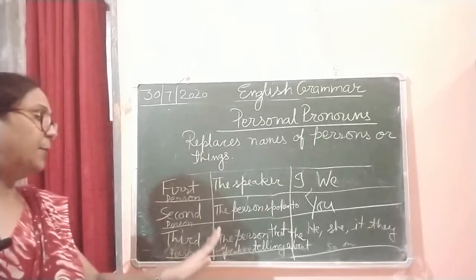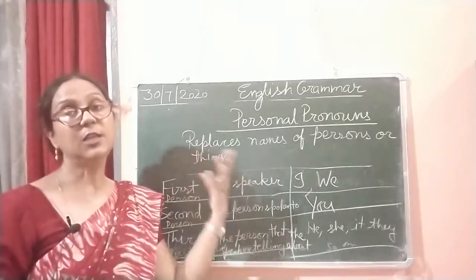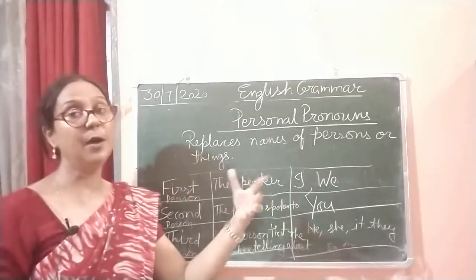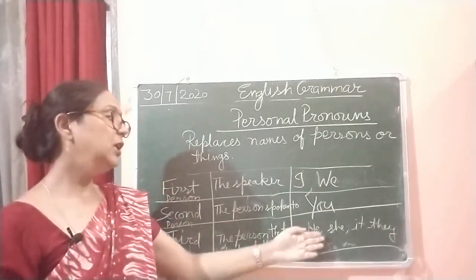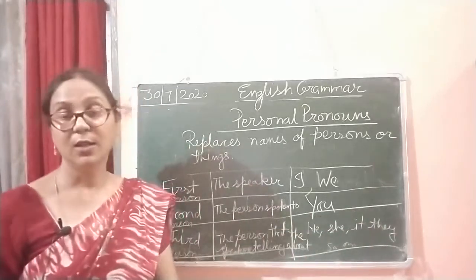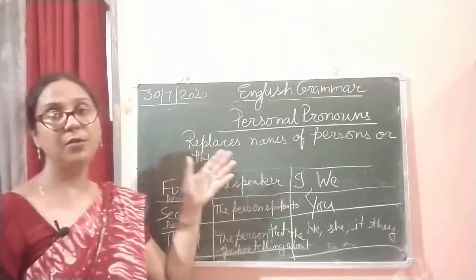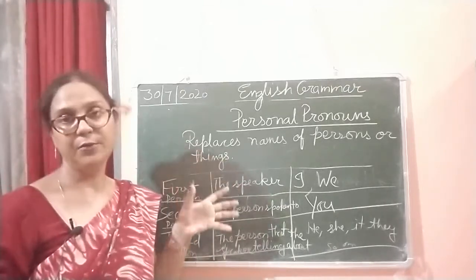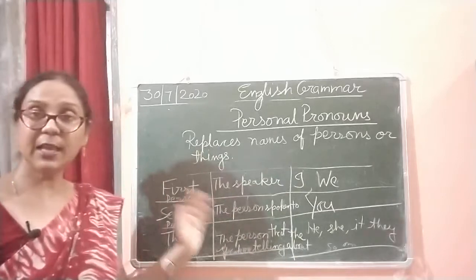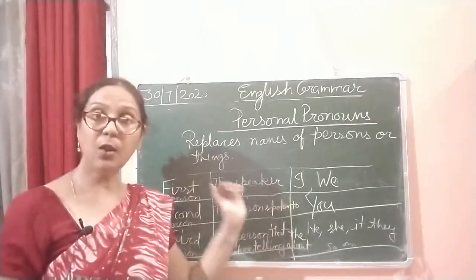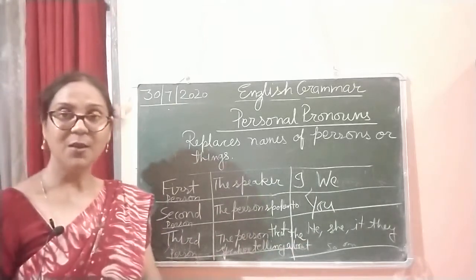Now in third person, the person that the speaker is telling about. The speaker is telling about someone. That time we use he, she, it, they, and so on. So this is referring to the different uses of personal pronouns. In first person we use I and we. In second person we are supposed to use you only, and in third person he, she, it, they. These are all third person pronouns.